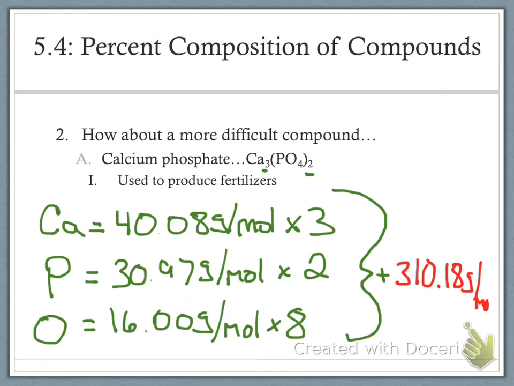So again, what does that mean? Well, if you have calcium phosphate and you put 310.18 grams of it on a scale, you know exactly how many calcium phosphate little tiny molecules there would be floating on your scale.